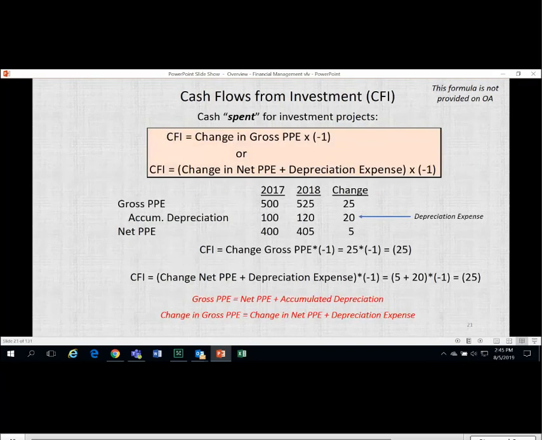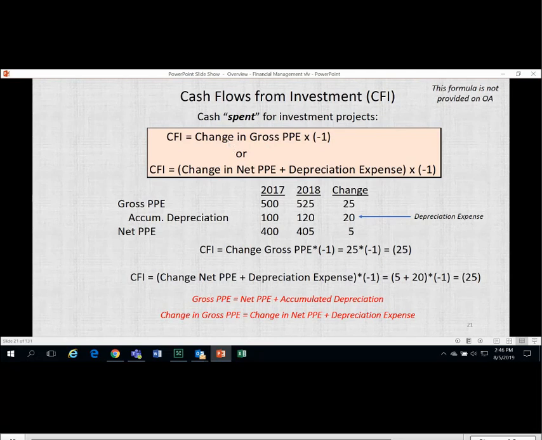Next, look at cash flow from investment. This is cash spent for investment projects. So fundamentally, it's a cash outflow. Now, the easiest way is just simply, if you're given the change in gross PPE, you've got the answer without really any calculations. So gross PPE increased by $1 million. You bought $1 million of machines. You had to send $1 million out the door. So we multiply by -1 because if gross PPE increases, that's cash outflow.